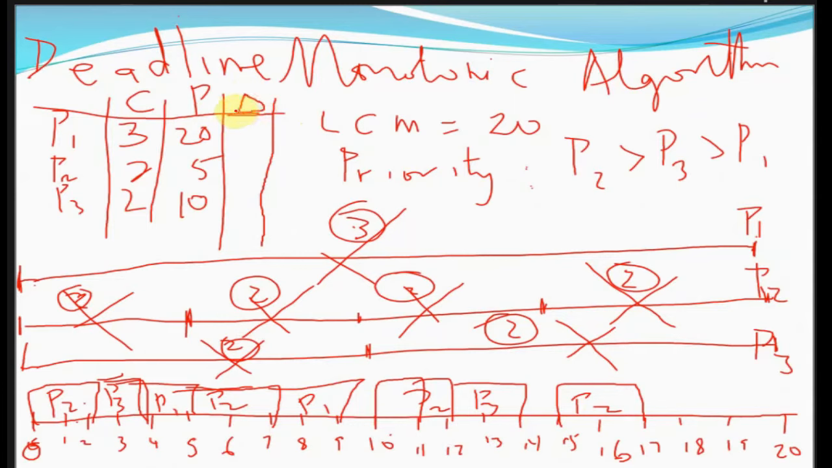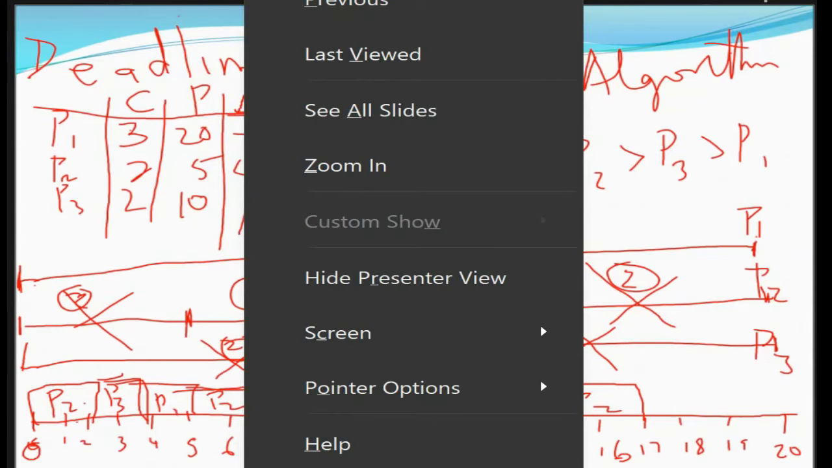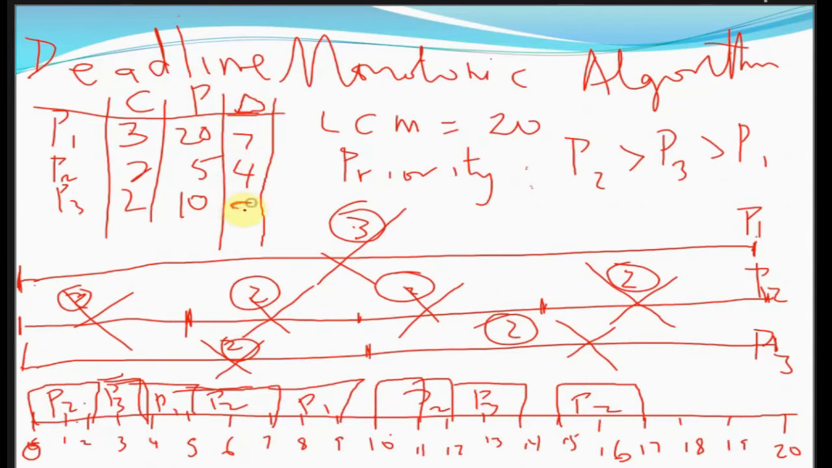But in this new algorithm, we are going to have another parameter called deadline, which is going to be of these values: 7, 4, and then 9.